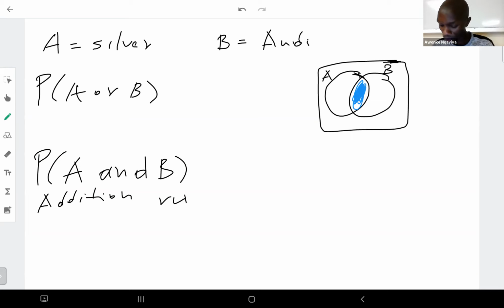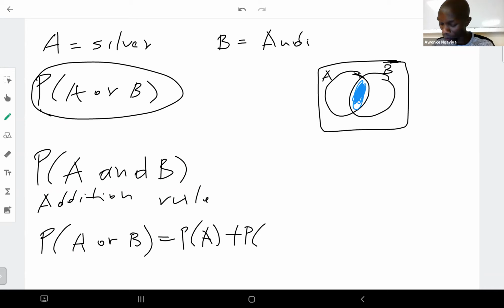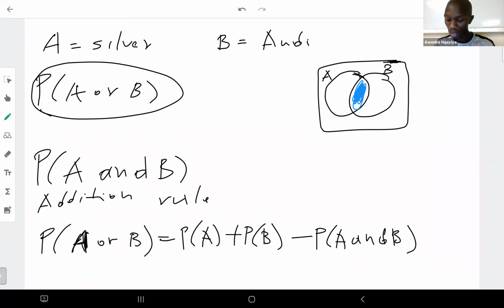Addition rule. That is when we find the formula for the probability of A or B. The probability of A or B will be equal to the probability of A added to the probability of B, and then from there you subtract the probability of A and B. That is how we calculate the probability of A or B. We use the addition rule. That is what we call the addition rule.